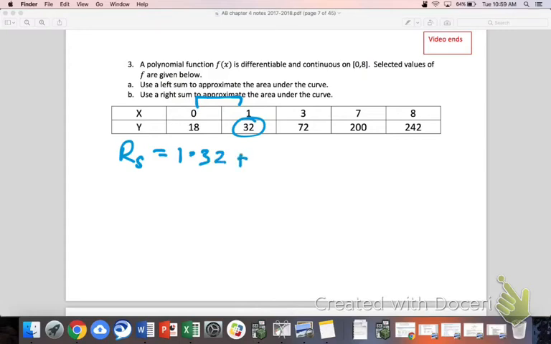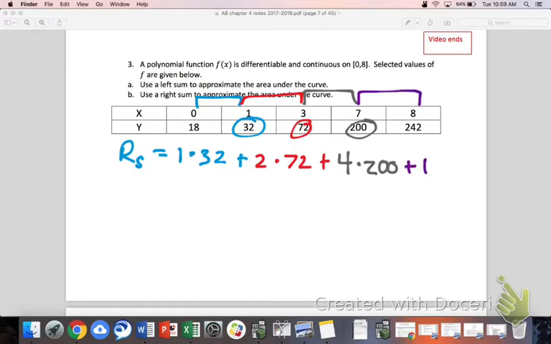Plus the next interval is from 1 to 3, so once again that has a base length of 2. I'm just looking at the difference between those, but I will be using the right side height there, so this time it's going to be 72. Plus the next one goes from 3 to 7, so that's 4 times, I'll use the right side of 200. And then lastly, we go with 7 to 8, base length of 1, height of 242, because I'm using, again, the right side of the interval to determine my height.